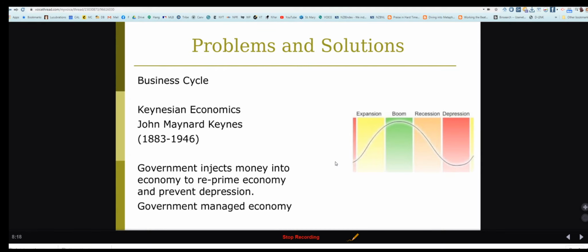So most modern capitalistic societies have this government-managed economy that tries to modify the supply of money and the basic interest rate that banks can charge through some government intervention.